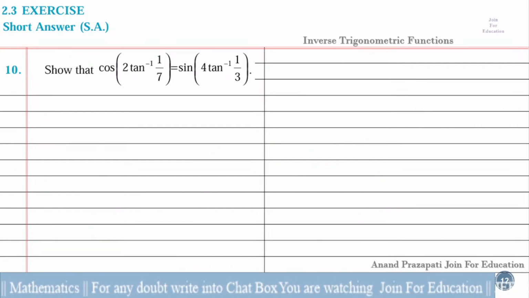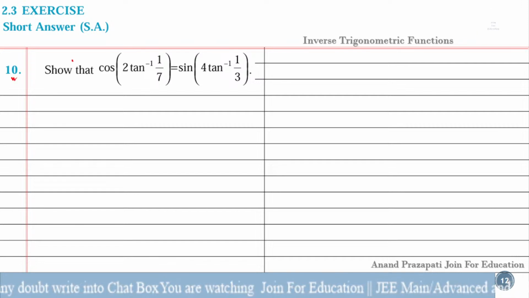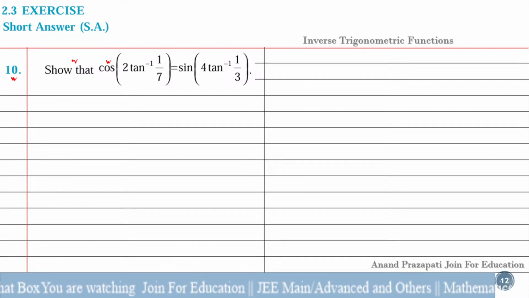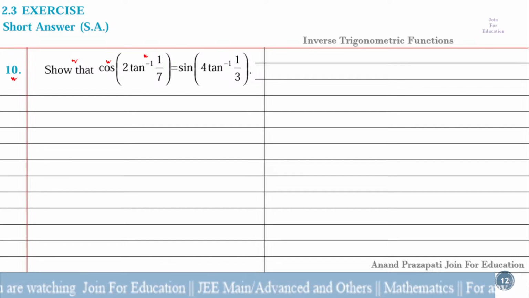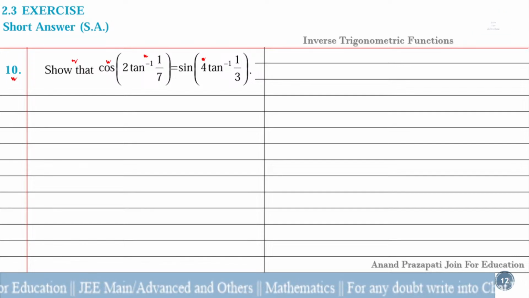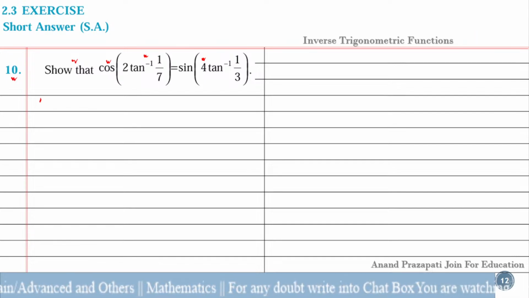Let's see the question number 10. In this question ask us, show that cos whole star 2 tan inverse 1 by 7 equal to sin whole star 4 into tan inverse 1 by 3. So let's see the solution of this one.